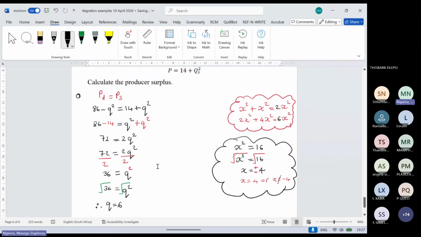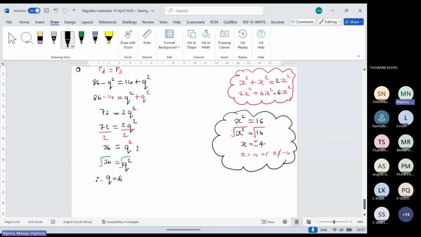We reject the negative one. We are going to reject this, please. Remember that we are rejecting this one. Okay, so our q is 6. So now we have our q. Now we can find the p.